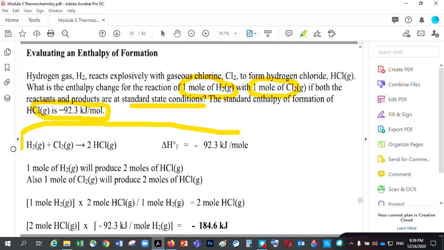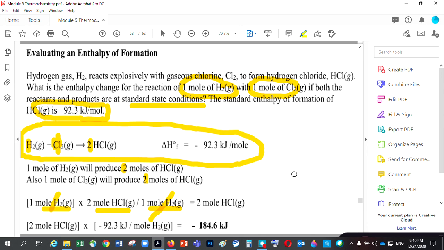We set up this nice reaction with all the information we need, correct? This is a combination or synthesis reaction, part of the big umbrella called redox reactions. So 1 mole of hydrogen will produce what? 2 moles of HCl. And 1 mole of chlorine will produce 2 moles. Both of them produce 2 moles of HCl, correct? So if I look at the whole thing, 1 mole of hydrogen multiplied by 2 moles of HCl divided by 1 mole of hydrogen, the moles of hydrogen cancel out, correct?